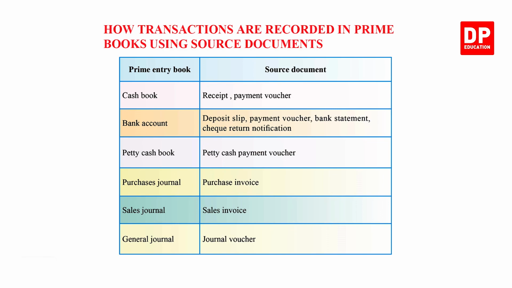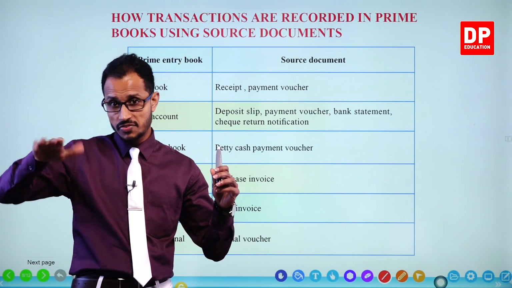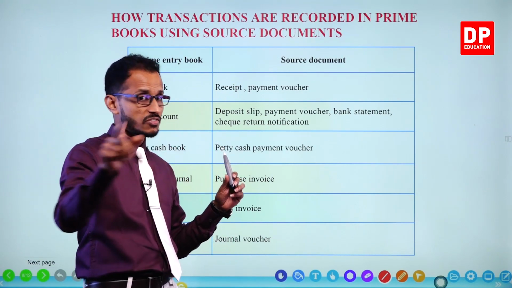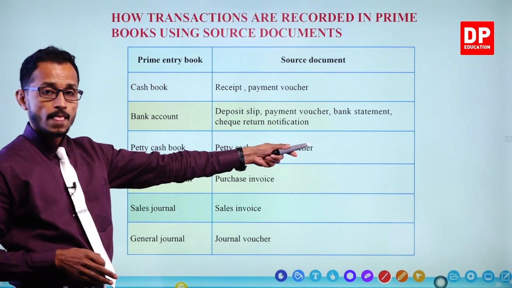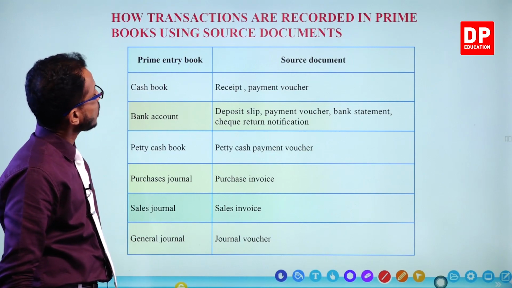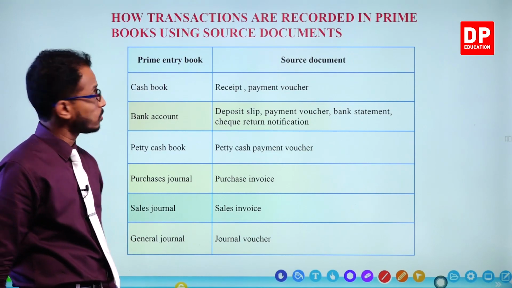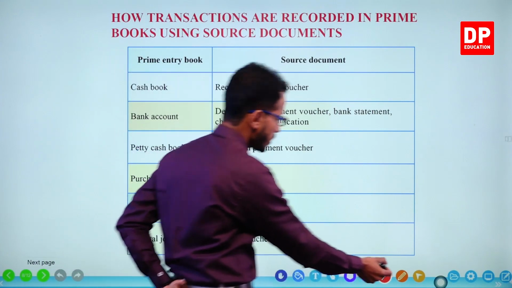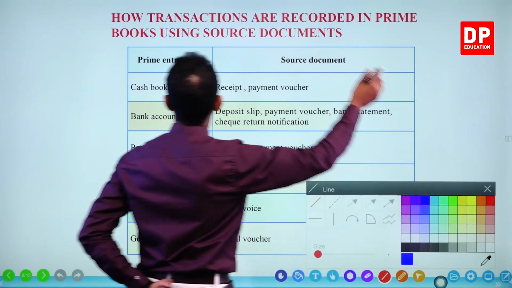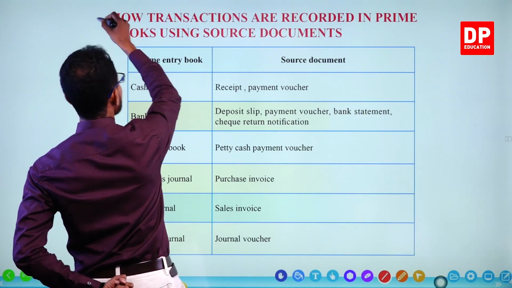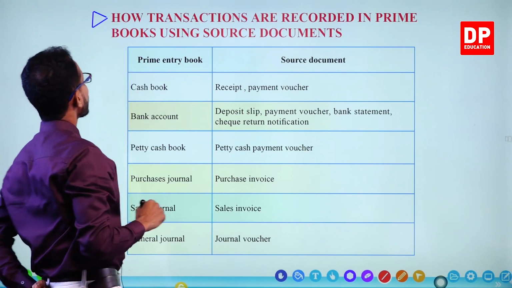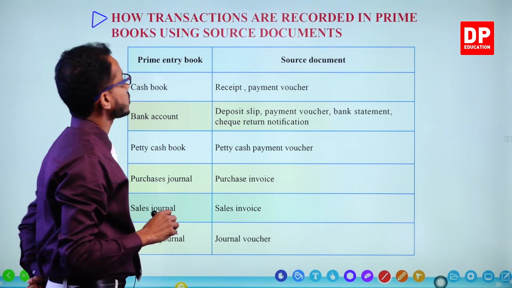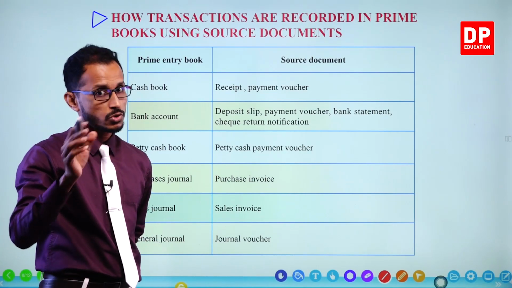Okay. And types of source documents. There are different types of source documents. Here you go. Let's see how transactions are recorded in prime books using source documents.